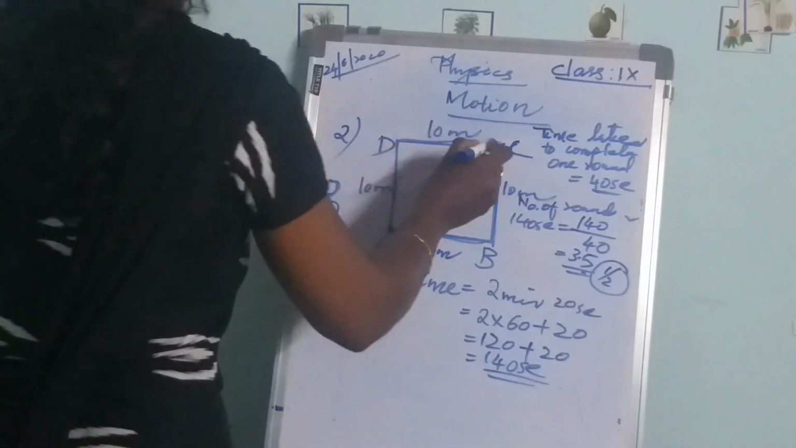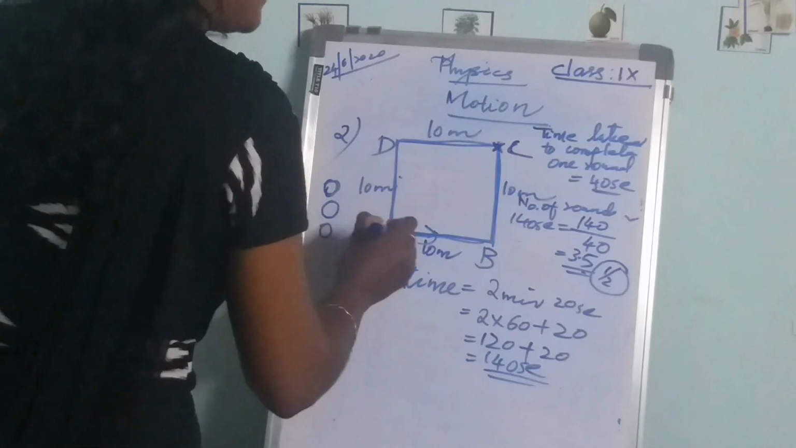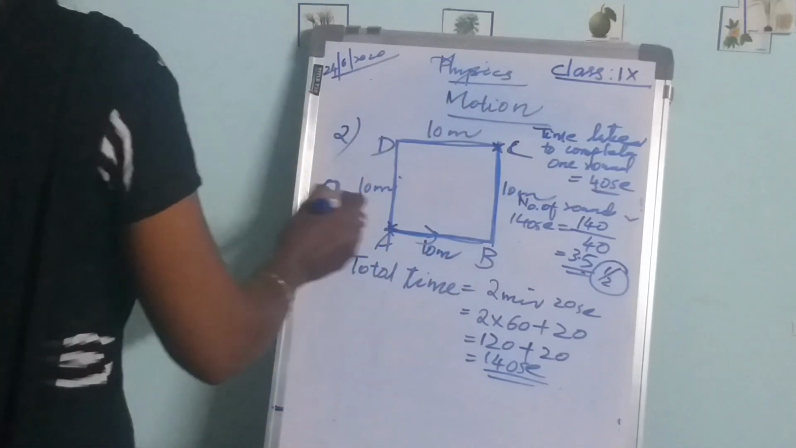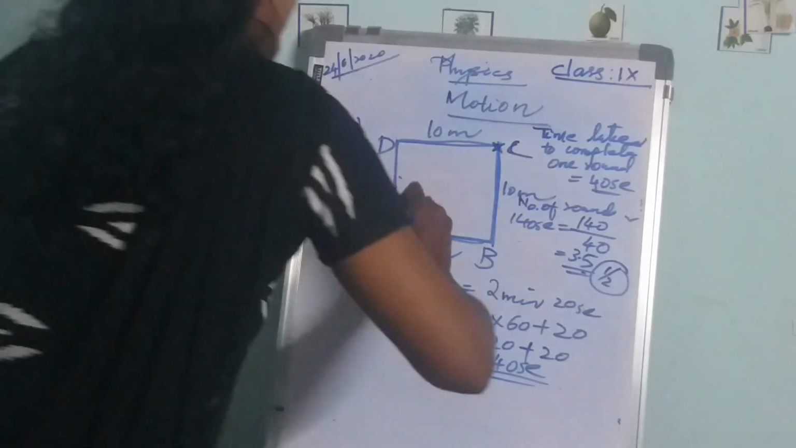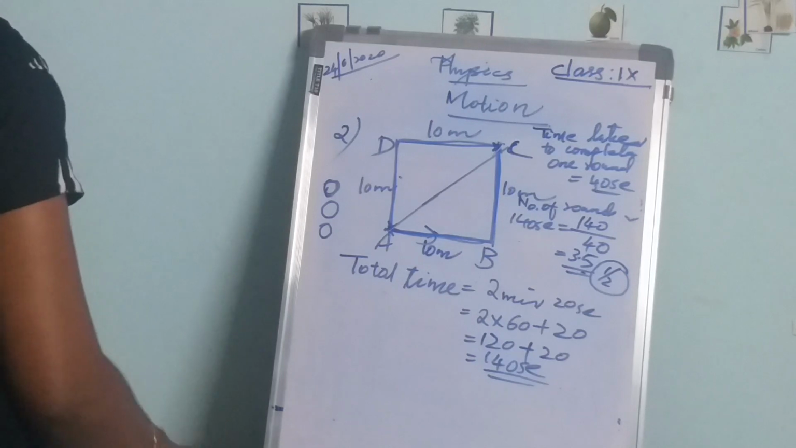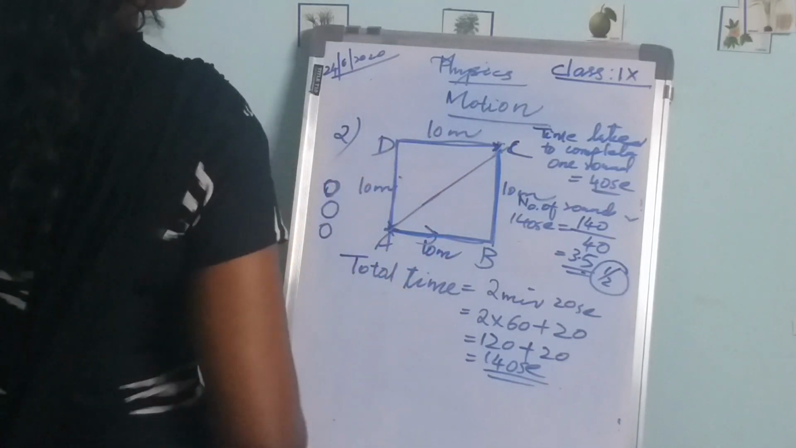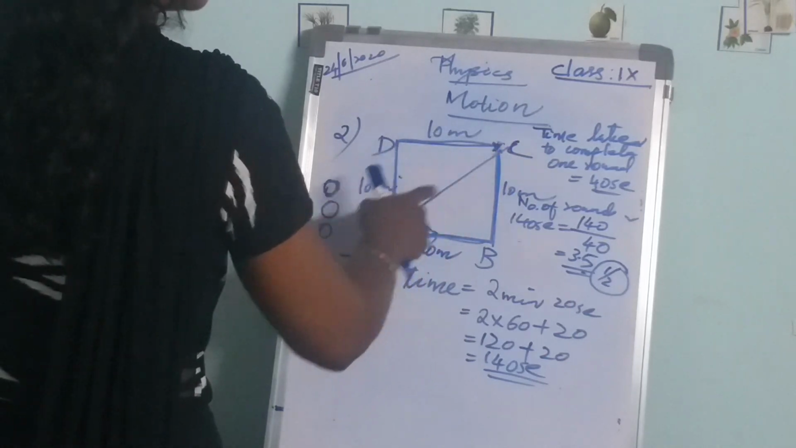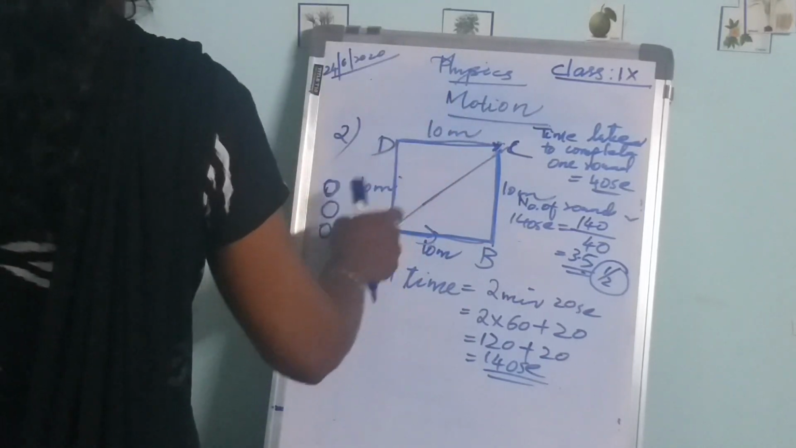Okay, then what about displacement? Actually, displacement is the shortest distance between the initial and final position. The initial position is A and the final position is C. Then what is the shortest distance? This AC is actually the shortest distance. So we have to find the distance AC. Then how can we find the distance AC?